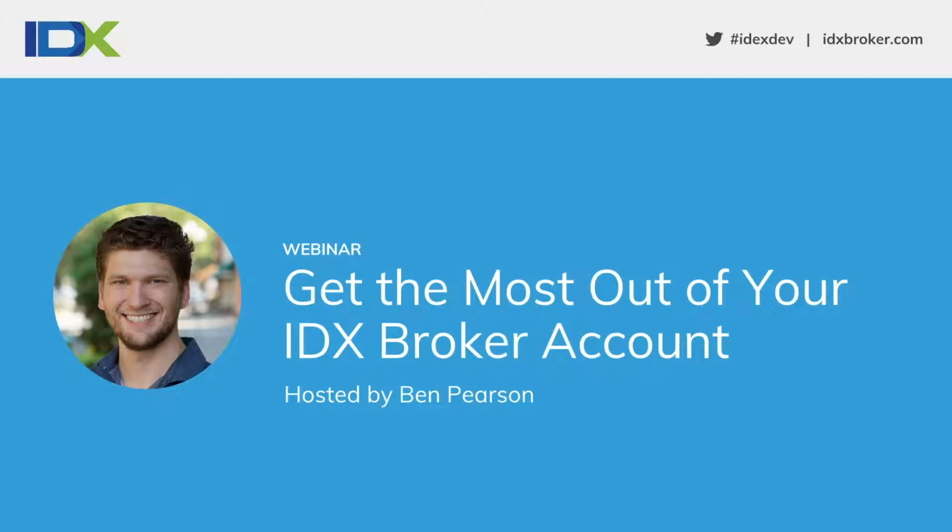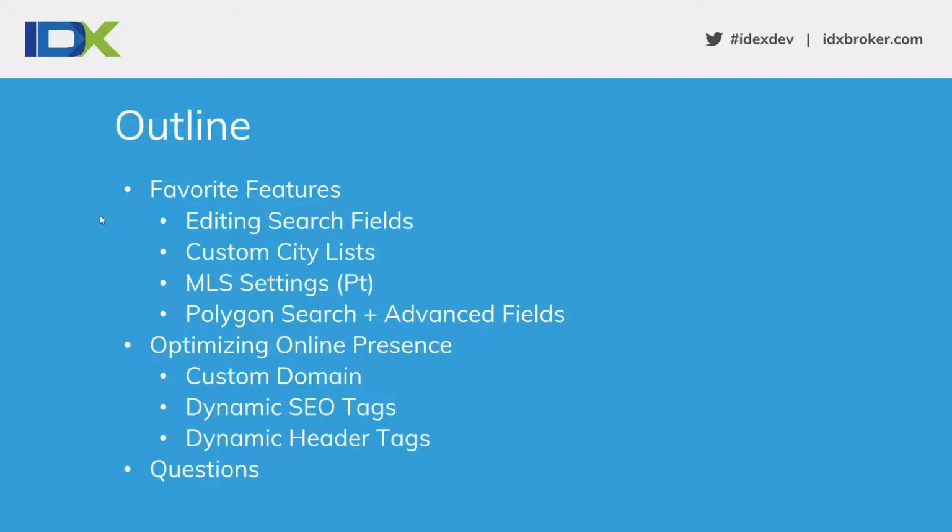Okay, so we're going to be going over some more of the advanced features. Let me just give you an outline of what we're going to go through. Mainly, we're going to be going over my favorite features, like editing the search fields, going over custom city lists, and adjusting some of the MLS settings. That is a platinum level feature, but there's a lot of powerful tools you can take advantage of there.